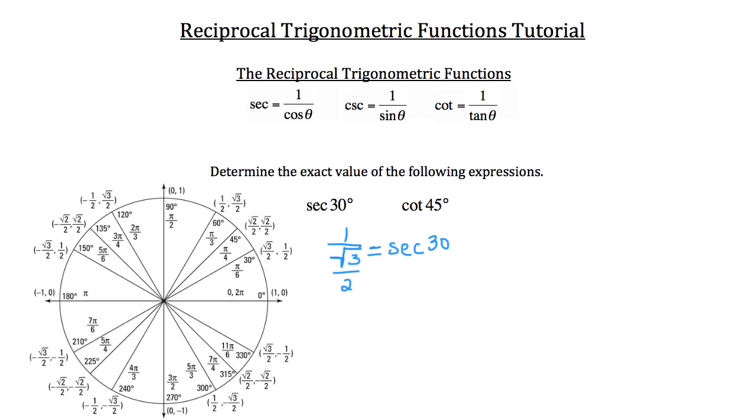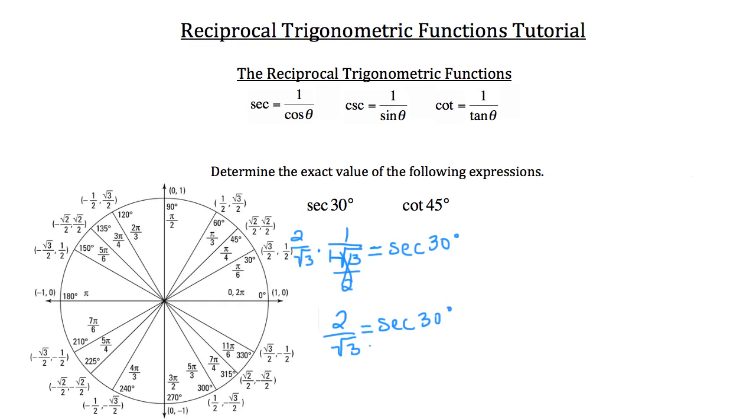Now remember, we can't have a fraction in the denominator. So what I'm going to do is invert and multiply. So I'll multiply by 2 over root 3, and this now becomes 1. So we multiply directly across when multiplying fractions, so 2 times 1 in the numerator is 2, and root 3 times 1 in the denominator is root 3. So the exact value of secant 30 degrees is 2 over root 3.